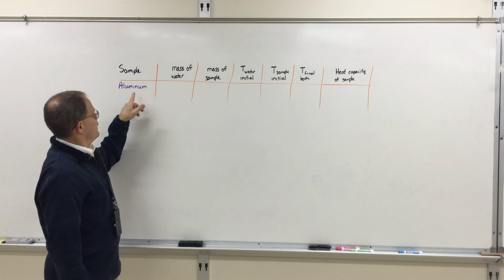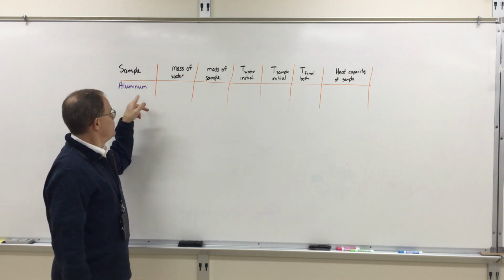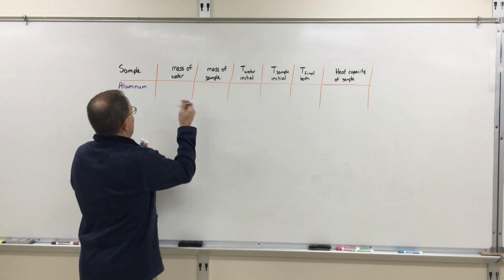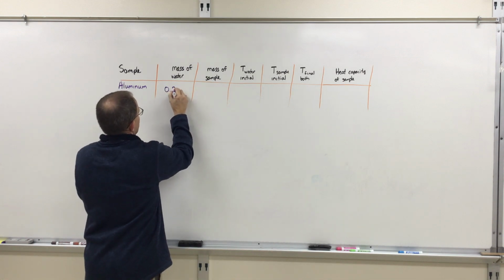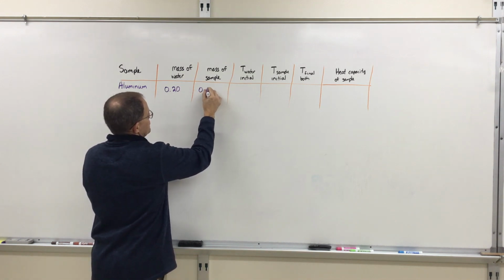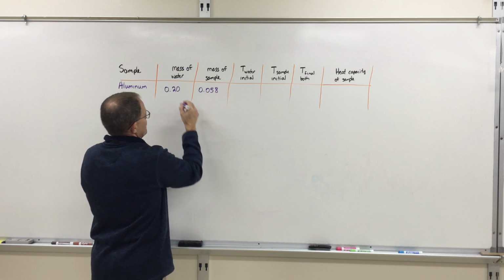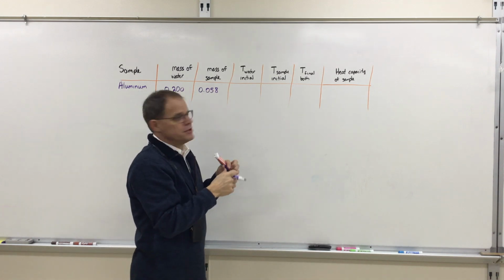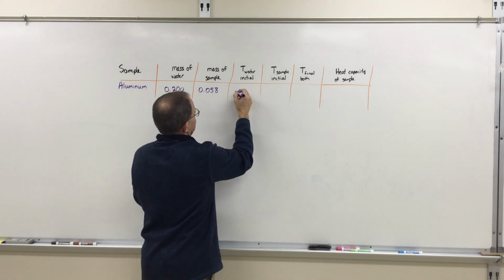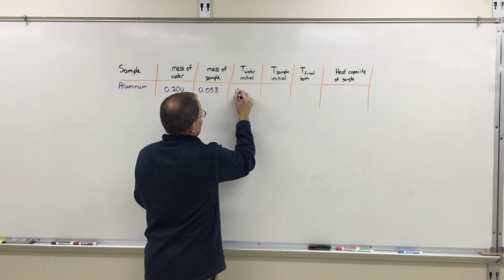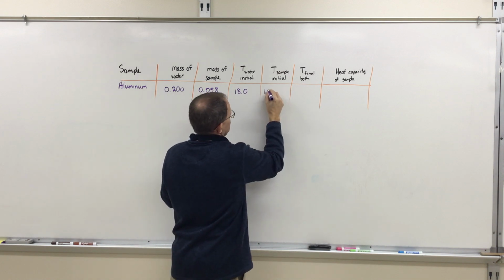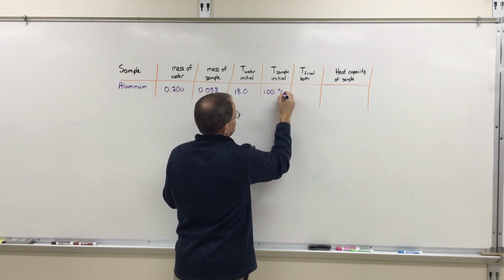In your lab, we had a sample, like aluminum, and we took a beaker, a cup of water, and we found its mass. So let's just say this is 0.20 kilograms. We found the mass of the sample, 0.058 kilograms maybe. Your numbers will be different. We measured the initial temperature of the water, and that was somewhere around maybe 18.0 degrees Celsius. The sample was in the boiling water, so it's going to start off at 100 degrees Celsius.